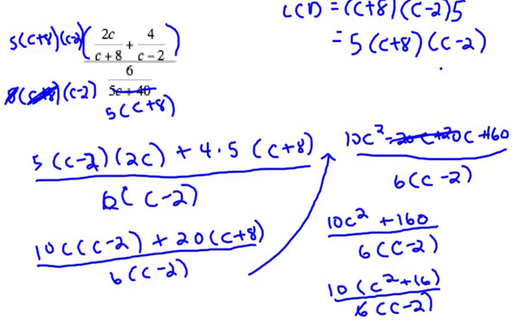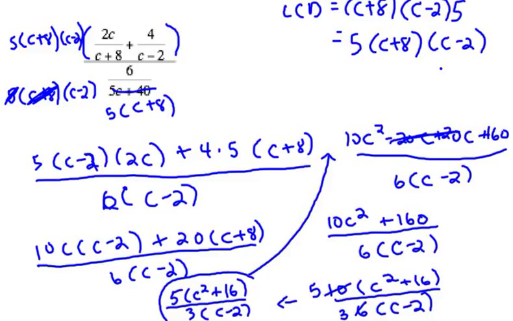And, of course, 2 goes into both of those. 2 goes into 6, 3. 2 goes into 10, 5. We'll go this way this time, running out of space here. And that leaves me 5 times c squared plus 16 over 3 times c minus 2, and that's my final answer.